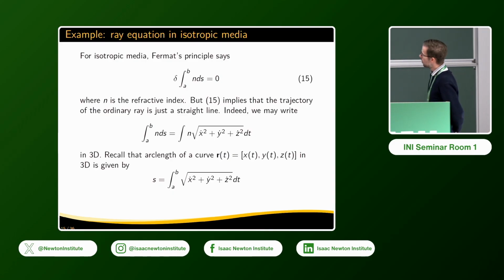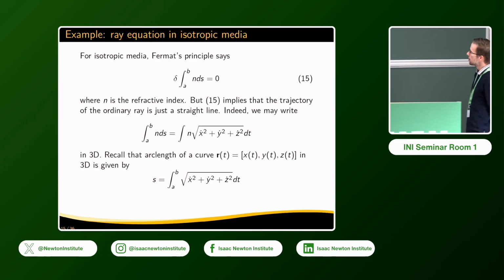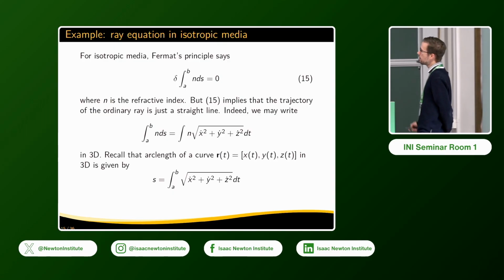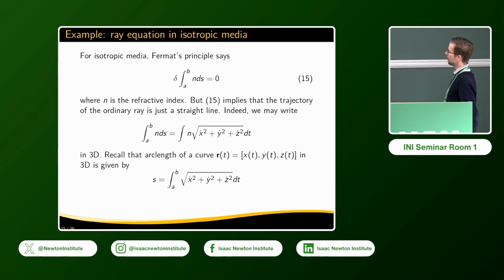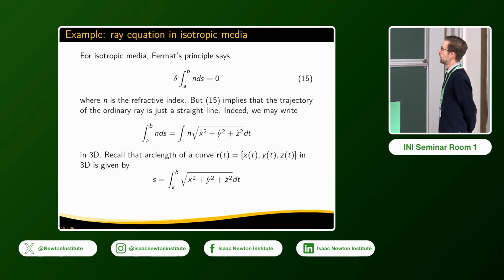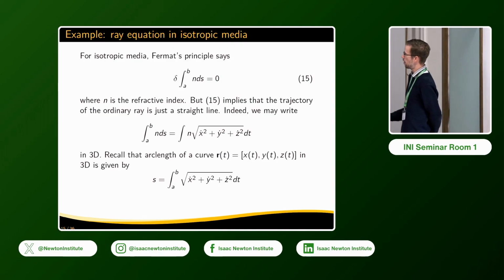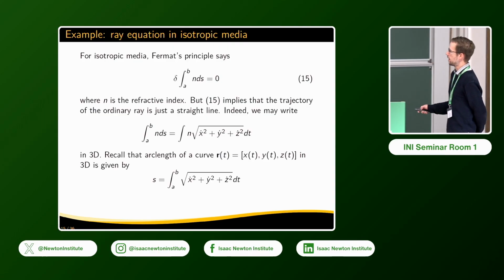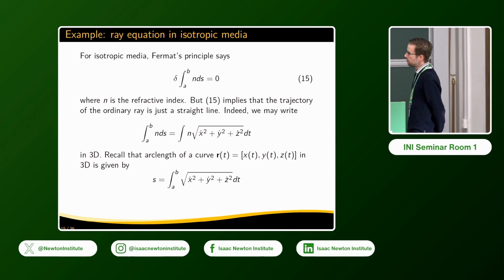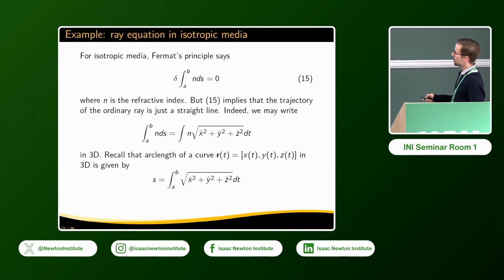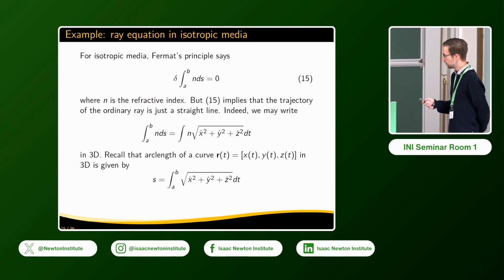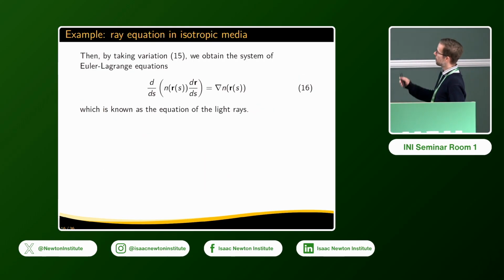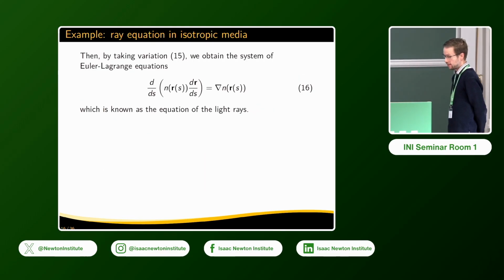Let's just do a quick calculation that can be done in your calculus class. We can write our optical path length in terms of the arc length of a curve, where we write r of t in terms of x, y, z of t. Then we can write the arc length explicitly, and it's a very straightforward calculation. You can take the variation here, and this is going to lead you to your system of equations, the Euler-Lagrange equations. You get 3 of them, but I will condense them and write them this way.